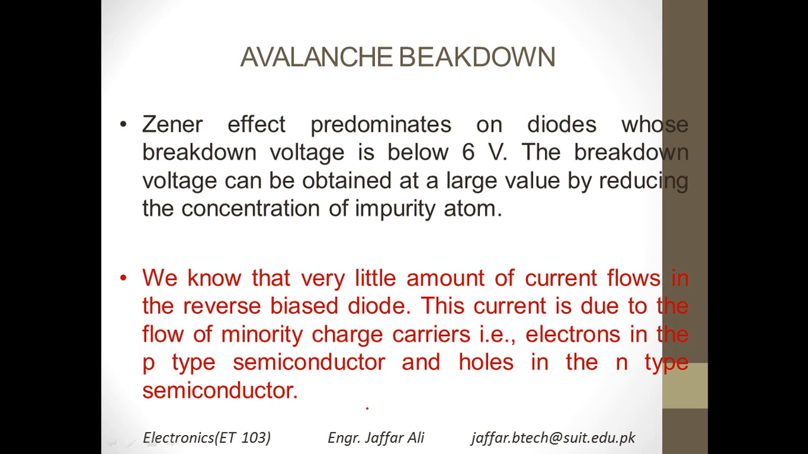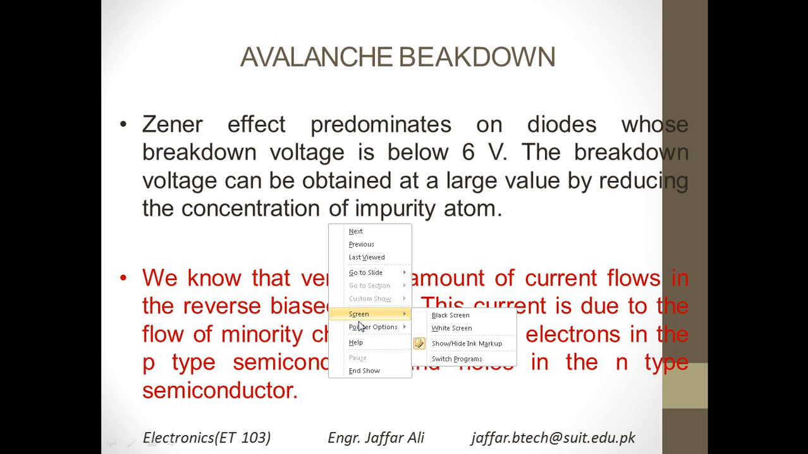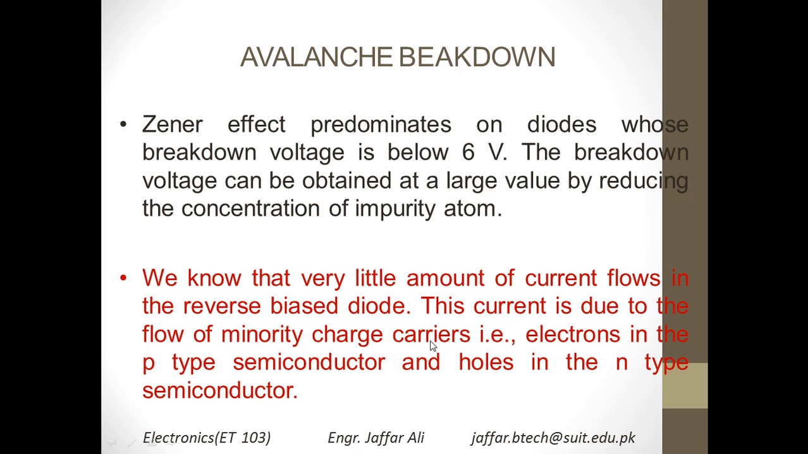Now coming towards the avalanche effect in the Zener diode, we have learned that avalanche is an effect that occurs at a high voltage. We have discussed that the Zener effect predominates in diodes whose breakdown voltage is below 6 volts. The breakdown voltage can be made large by reducing the concentration of impurity atoms. So you have to reduce the doping level or the impurity atoms so that you can achieve the avalanche effect.